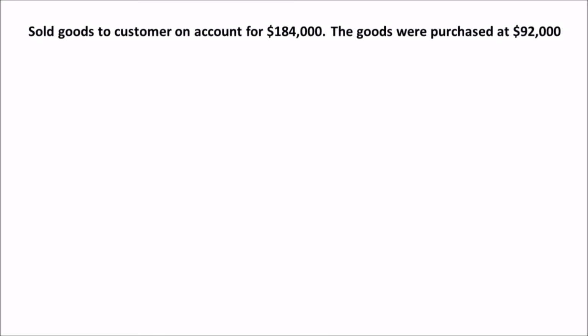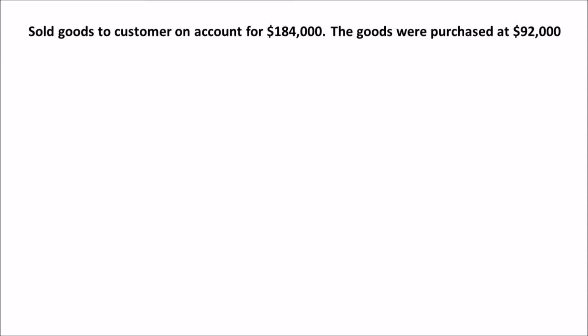After the business has purchased inventories, it expects to sell them one day. Here, the business sold goods to a customer on account for $184,000. The goods were purchased at $92,000. Now, I suppose you notice I assigned a number to this transaction, because this transaction involves slightly more work and it may be a little bit confusing.